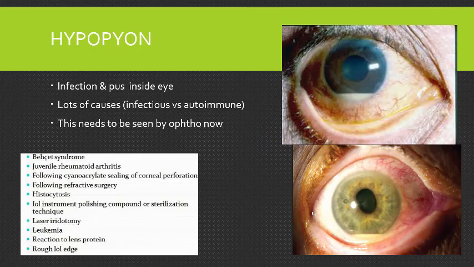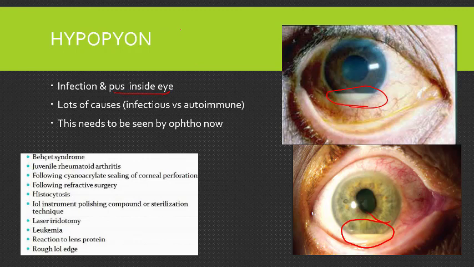Otherwise, they can go home, by the way. Hypopyon is kind of the same, but kind of opposite. This time it's not blood, but pus that is layering out inside the eye. Obviously, pus inside the eye is bad.